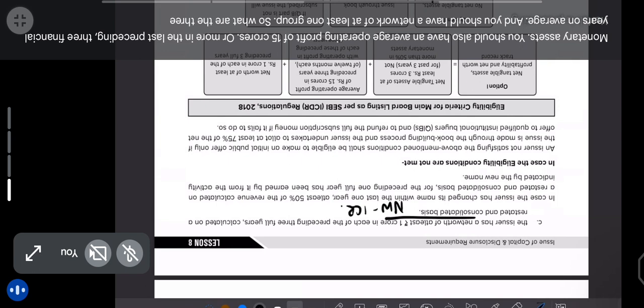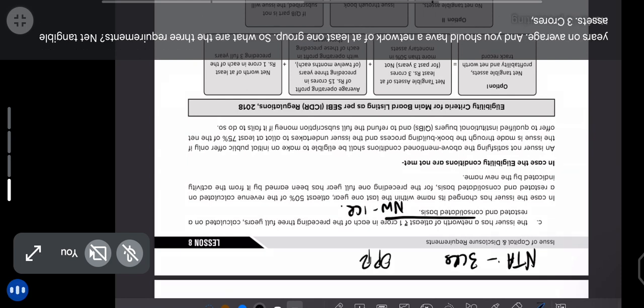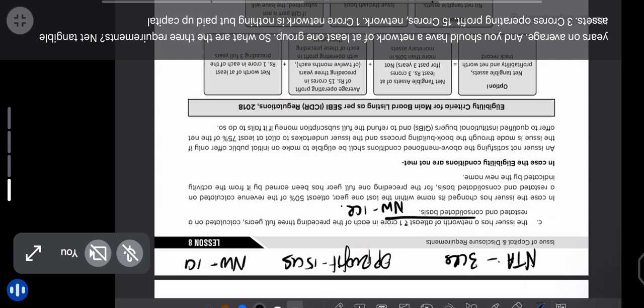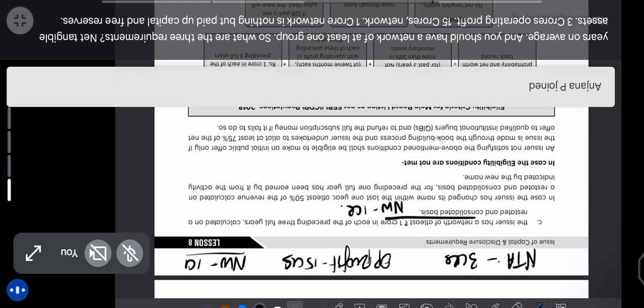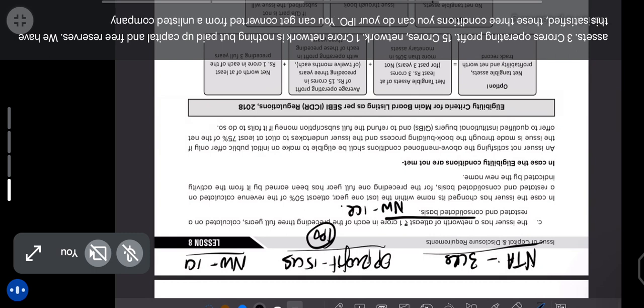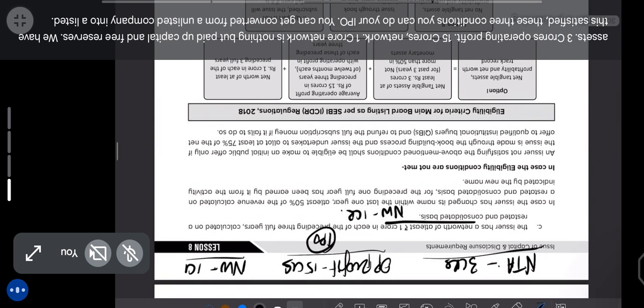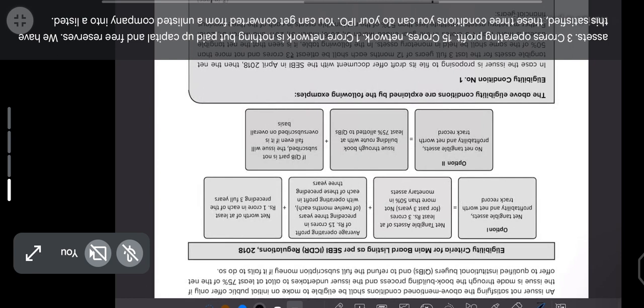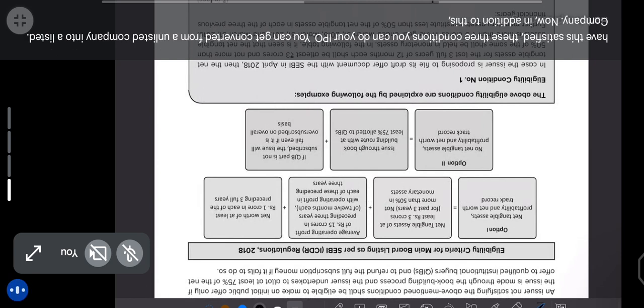What are the 3 requirements? Net tangible assets 3 crores, operating profit 15 crores, net worth 1 crore. Net worth is nothing but paid up capital and free reserves. If you have satisfied these 3 conditions, you can do your IPO. You can get converted from an unlisted company into a listed company. Now, as I already said, you have to satisfy these 3 conditions. That is route number 1.